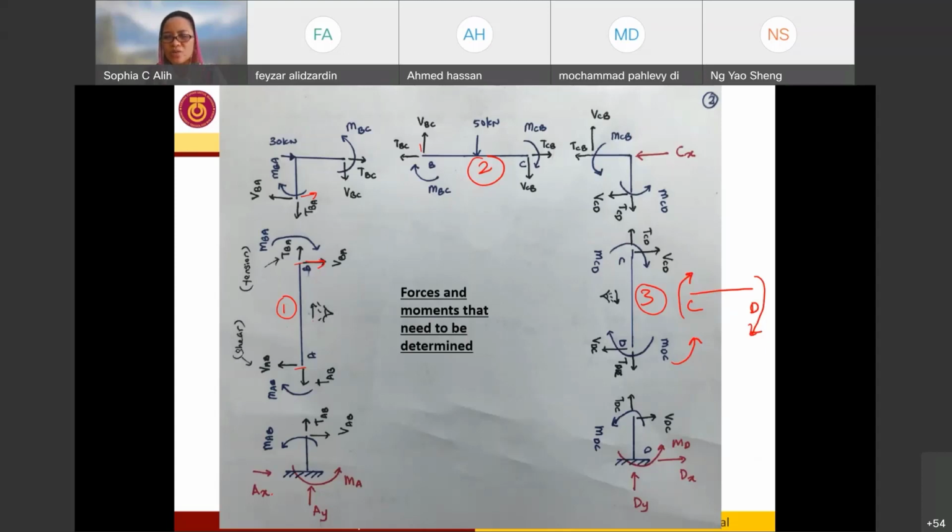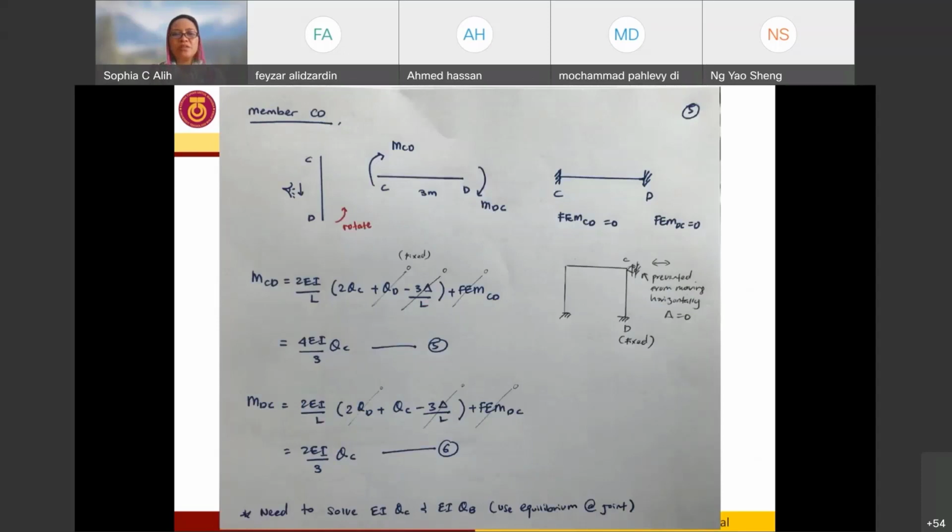So when I already assume this way, my calculation is going to be very straightforward. So this is the one that I mentioned. So from this position, I rotate it to this position, and since there is no external loading, then my FEMCD is 0, FEMDC also is going to be 0. And since this roller prevented from moving horizontally, so my delta also is going to be 0. And since the support at D is also fixed support, then my theta D is going to be 0.